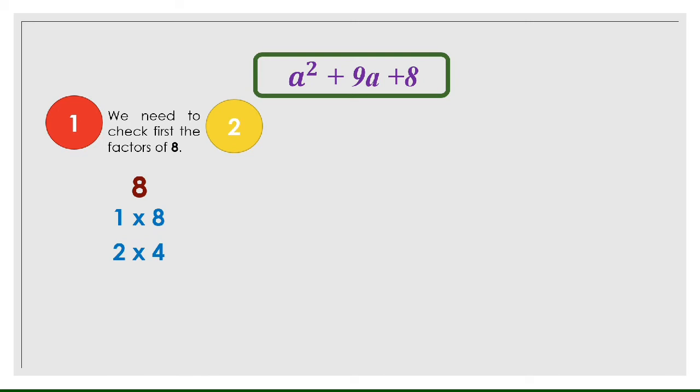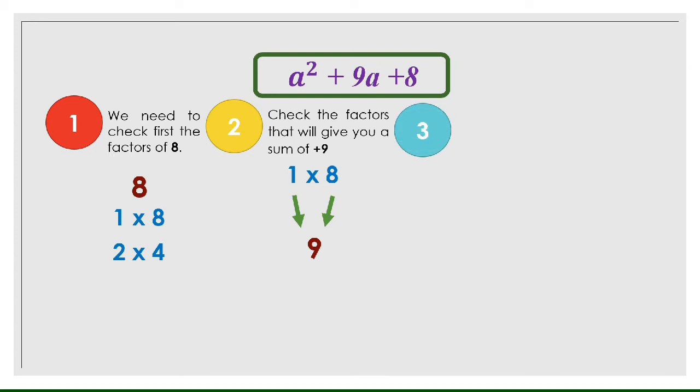Second, once we get the factors, we need to check kung ano sa mga factors na to ang magkakaroon ng sum na 9 kapag pinag-add natin. So, tingnan natin. Pag pinag-add ba natin si 2 and 4 would give us a sum of 9? No. How about 1 and 8? Yes. So, this is the factors that we are looking for. 1 and 8. Okay, kasi pag pinag-add natin ng 1 at pinag-add natin ng 8, it would give us the sum of 9. Okay? So once we get that factors, we will be moving on to the next step.